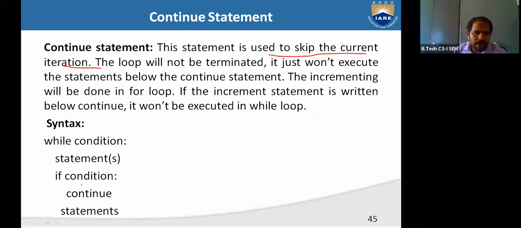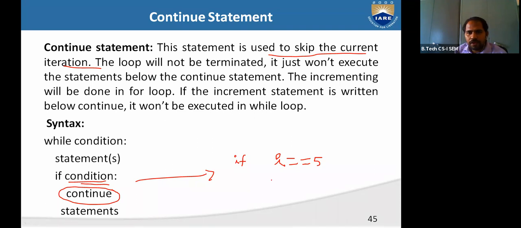For example, if a condition equals some specific condition and that condition is satisfied, then continue means that specific iteration should be skipped. Skip the present iteration and then continue with the next one. For example, printing 1 to 10 numbers. Within the if condition, I write if i equal to 5, then below it I write the continue statement. What happened, ma?